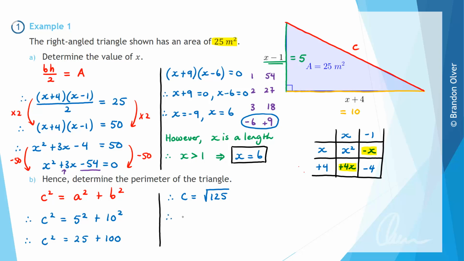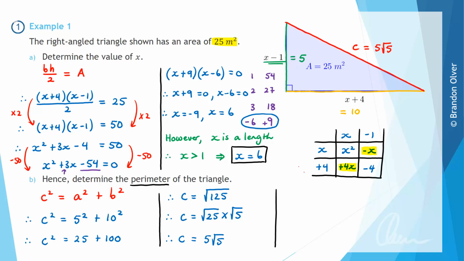So we continue along and we get c is equal to the square root of 25 times the square root of 5. So we can simplify that surd by identifying 25 as a perfect square. So that gives c, the hypotenuse, as being equal to 5 times the square root of 5. So this c value up here, we can now write as 5 times the square root of 5.